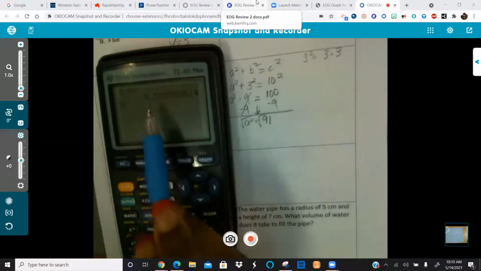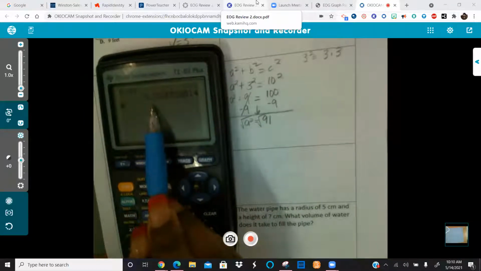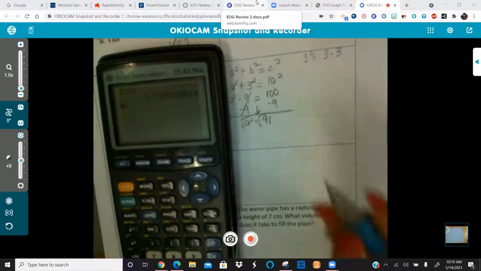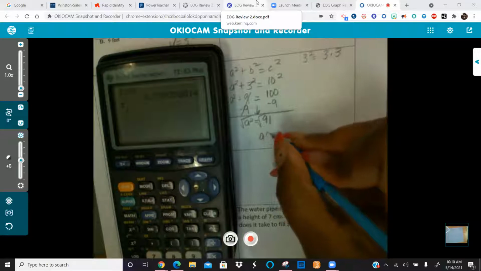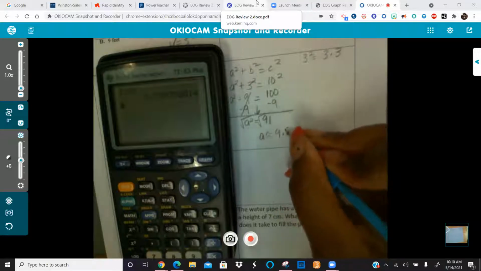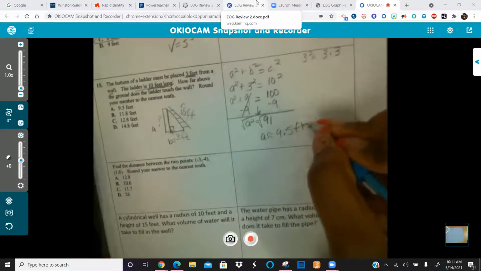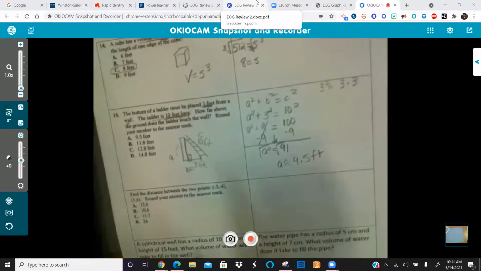So what's that going to be when we round this to the nearest 10th place? To the nearest 10th, one space behind the decimal. Right. It's going to be about 9.5. Okay, and the units is feet. So 9.5 feet is A.